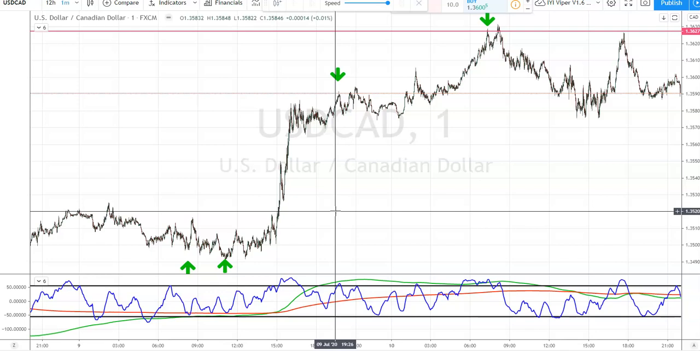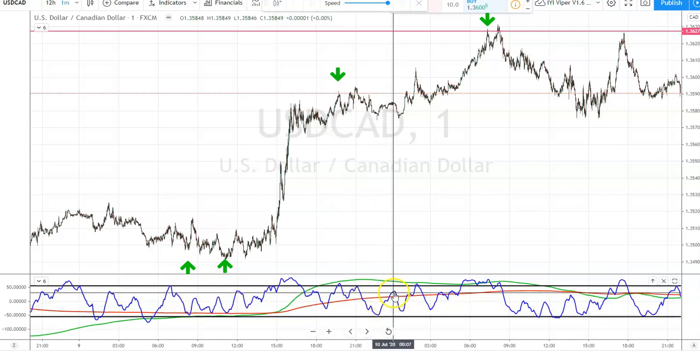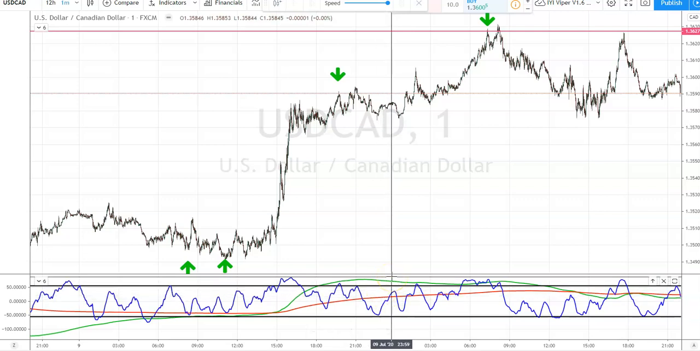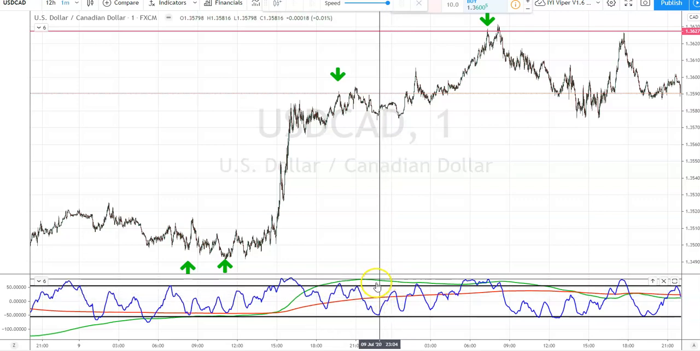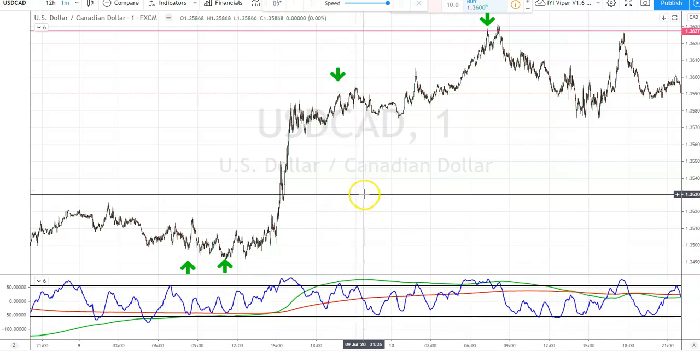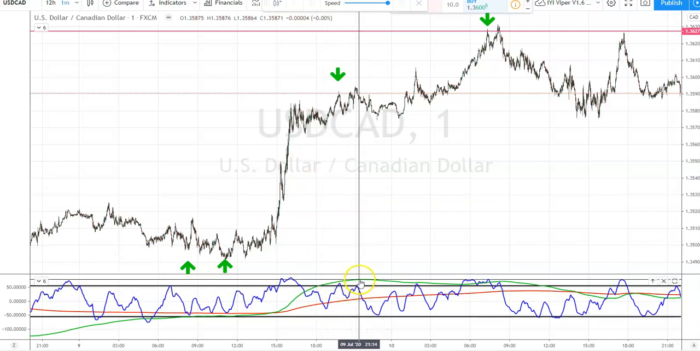I'm going to be taking that basically using the oscillator at the bottom here, the blue line, but using the green and the red lines. So green above the red is obviously a buy position, and green below the red is obviously a sell position. Now we can use those. You can see here their relationship to each other.